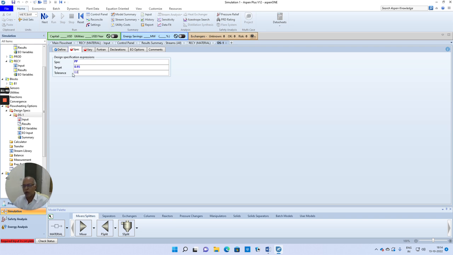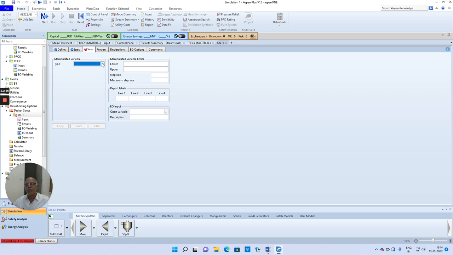So you can give some tolerance. So this is what is meant by spec. That's why this is called design specification. We wanted to obtain a particular requirement, specification. So go to next. Again, the vary variable is similar. In order to achieve this particular purity, what is the variable you are trying to vary?